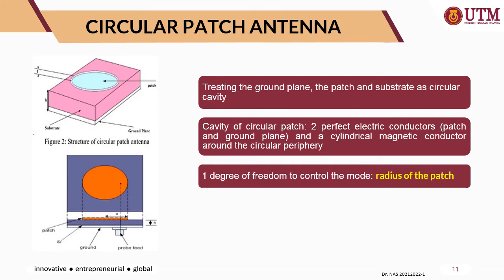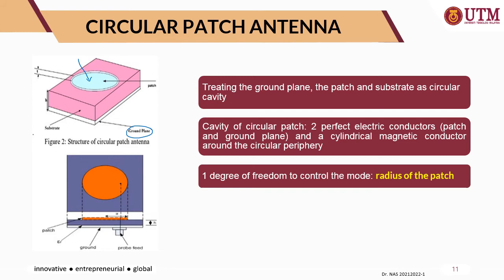Okay, as opposed to the rectangular patch antenna, the circular patch antenna we treat as a circular cavity for the patch and substrate. The cavity of the circular patch consists of two perfect conductors, or metal conducting materials, on top and at the bottom. On top we have the circular shape of the patch. It is a metal conductor, and the other one is the ground plane, also a metal conductor. Commonly used is copper.